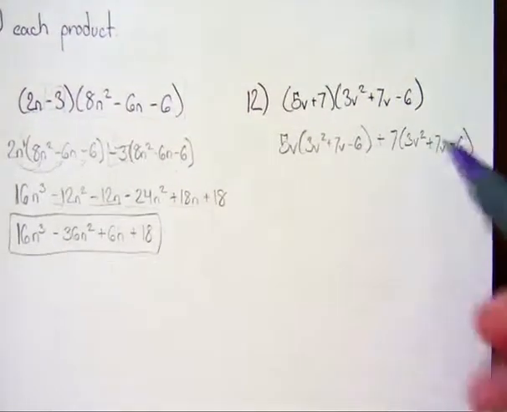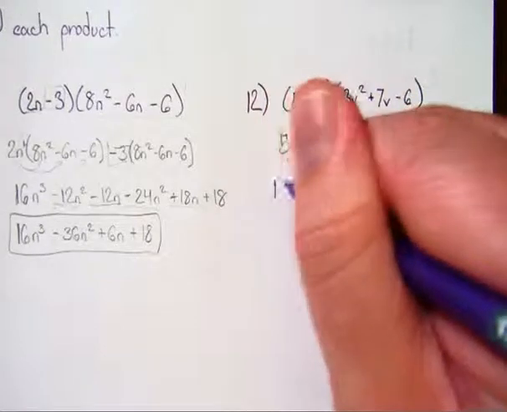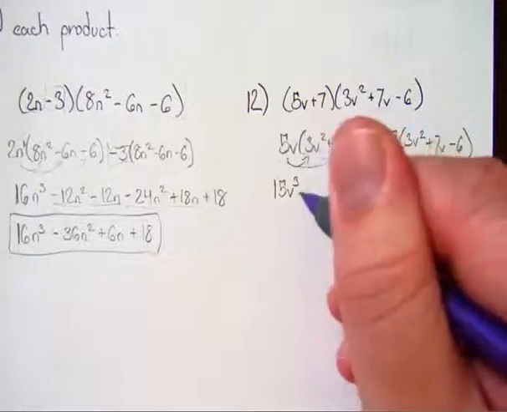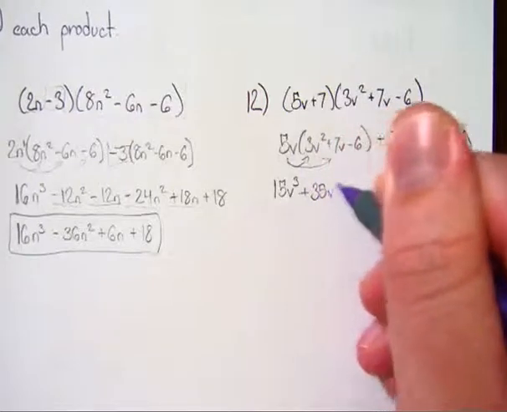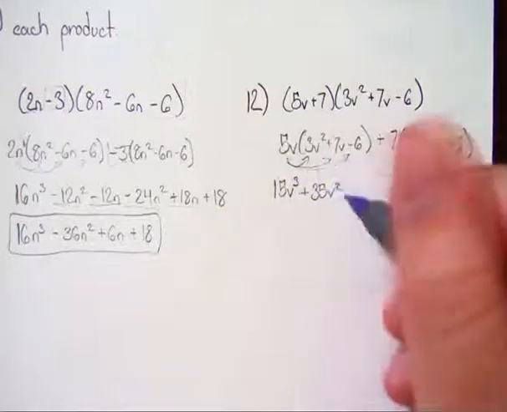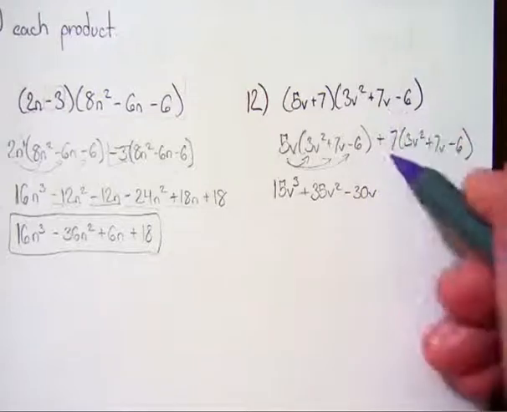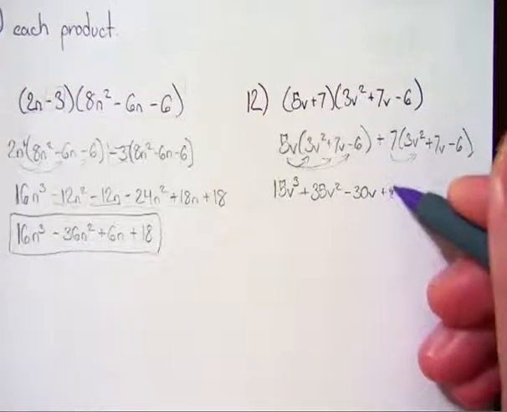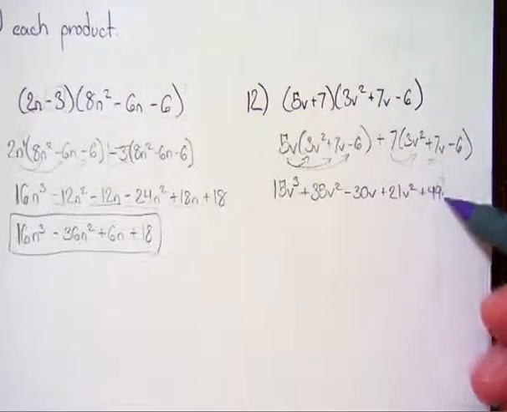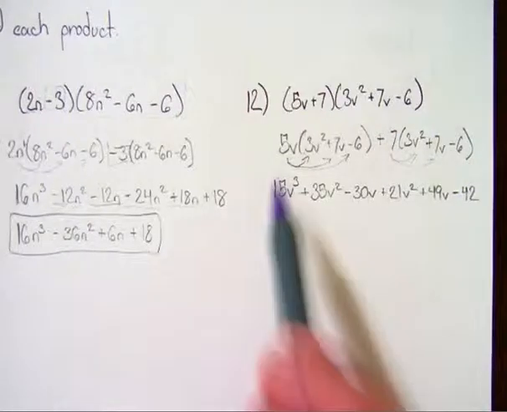Now I just need to distribute these terms throughout. 5v times 3v squared will give me 15v cubed plus 35v squared, coming from this term times this term. Now we take the 5v times negative 6 will give us minus 30v. Now we're ready to distribute the 7. That's going to give us plus 21v squared plus 49v minus 42. Now I'm ready to combine like terms.